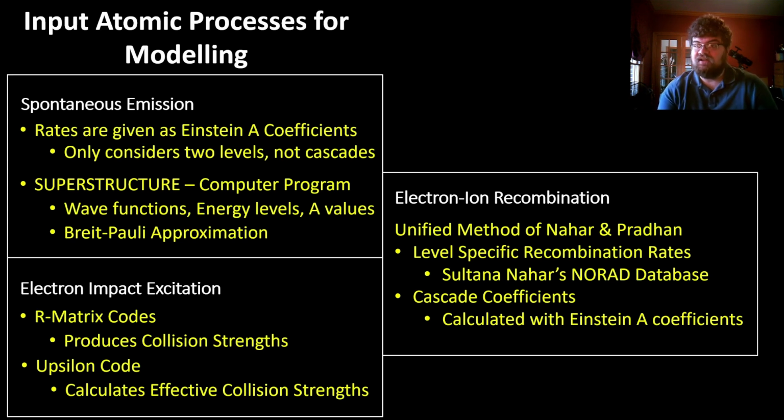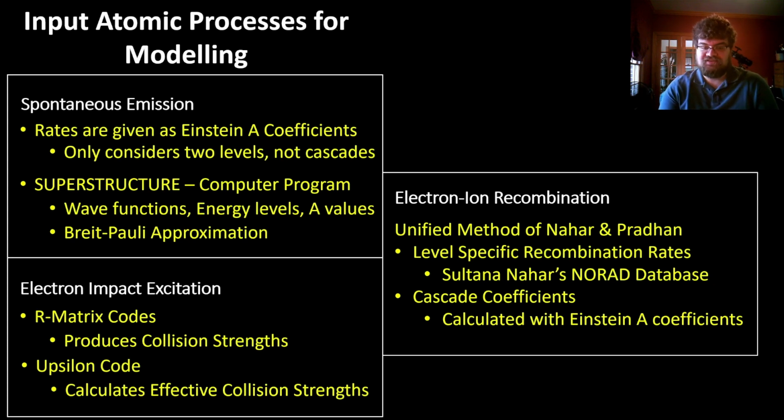These rates are given by Einstein A coefficients, which describe the rate we expect to see transition from a given upper state to a given lower state without considering any kind of cascades in between, which will be important for another process. To get these, we use the code SUPERSTRUCTURE, which is a really awesome atomic code that produces a lot of information like wave functions, energy values, the A values we care about, and a lot more. This code uses a Breit-Pauli approximation, which means it does consider relativistic effects. It doesn't consider all of them, but it considers the most important ones. So that improves the accuracy of the code quite a bit.